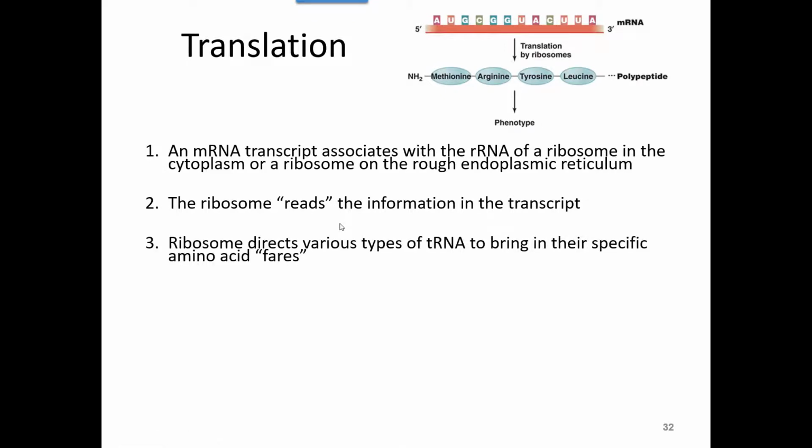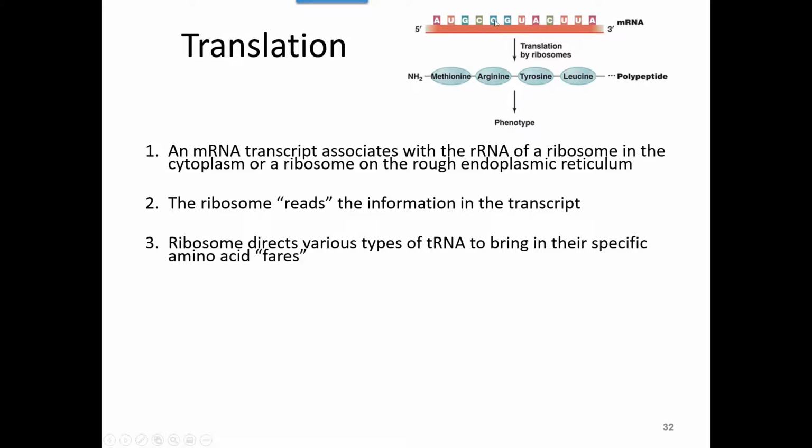So AUG tells transfer RNA to bring in methionine. CGG tells transfer RNA to bring in arginine. So it directs exactly which amino acids get brought in. So it's determined by the code, those 3 letters at a time.